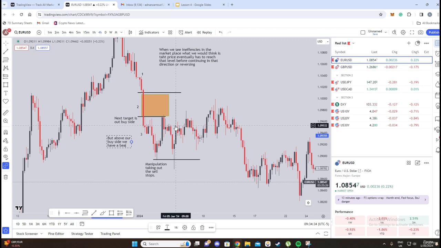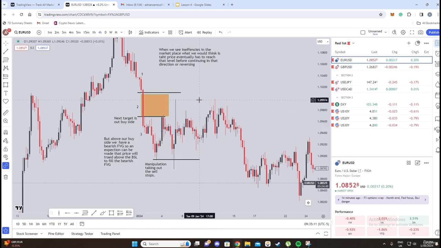we have a bearish fair value gap, FVG for short. So an expectation can be made that price will trade above the buy side liquidity, BSL for short, above the buy side liquidity to fill the bearish FVG, to fill the gap. And what I mean to fill the gap is price actually trading up into the gap to fill it.